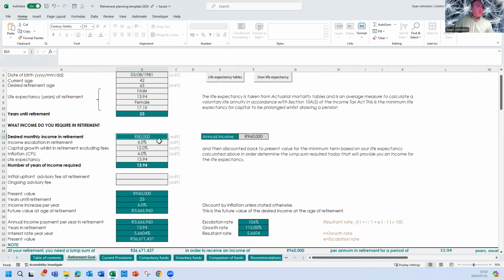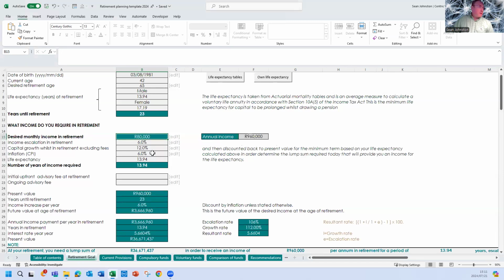Escalation in retirement is 6%. So we're saying inflation, capital growth, and wealth retirement, excluding fees. We are going to benchmark this on 12%. It is basically CPI plus 5. The reason for that is because you don't have restrictions on Regulation 28 in living annuities, and obviously for non-discretionary, sorry, discretionary money, that is your voluntary money, there's no Reg 28 because it's not a retirement fund.